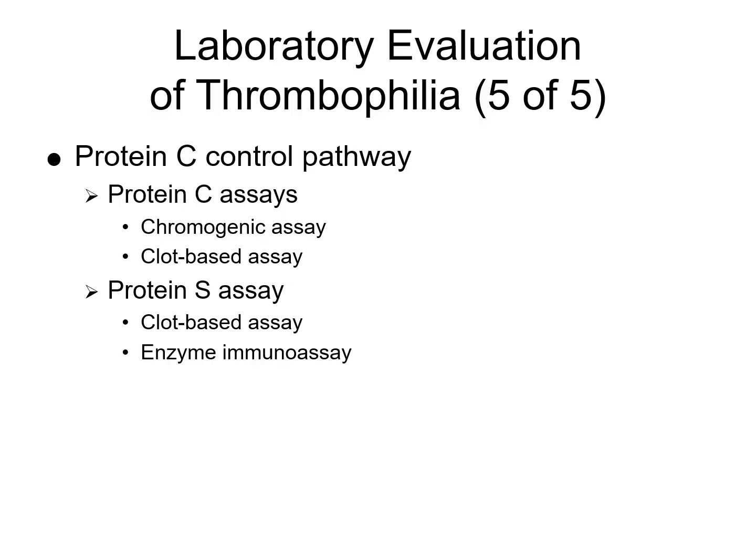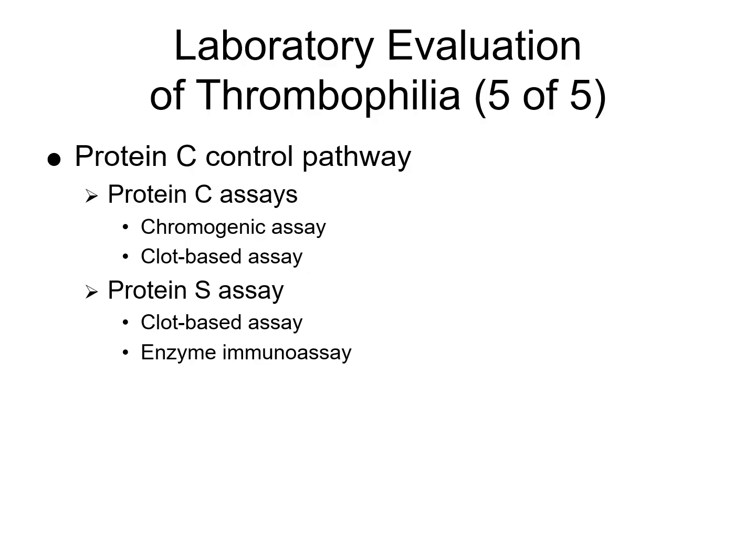For the protein C control pathway, some assays we could do to test for this would be the chromogenic assay. This measures the enzymatic activity of activated protein C by using a synthetic substrate that releases a color signal when cleaved. It is less affected by other coagulation factors and anticoagulants. We could also do a clot-based assay. This would measure the ability of activated protein C to prolong clotting time by inactivating factors 5A and 8A. It can be influenced by other coagulation abnormalities or anticoagulant therapy as well.